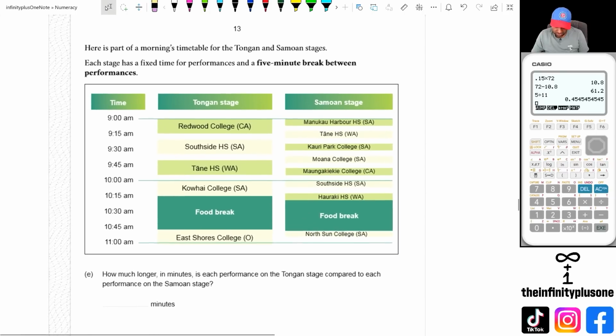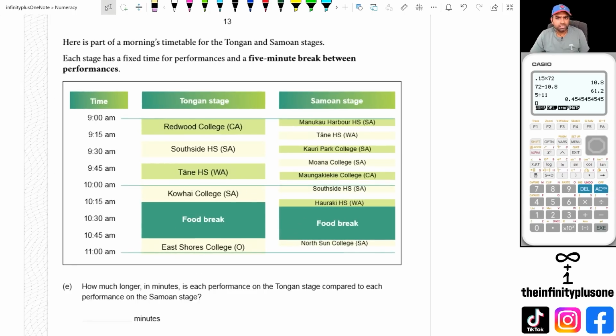All right, next question. Morning timetable for Tongan and Samoan stage, 5-minute break. How much longer in minutes is each performance on the Tongan stage compared to the performance on Samoan stage? So let's have a look. They've got a 5-minute break. So that's 5, 5, and 5. So that's 45 minutes remaining. So that's going to be 15, 15, and 15. If you look at the Samoan stage, you've got 5, 5, 5, 5, and 5. That gives you 35 minutes left over, and you've got 5 acts, so that's 7 minutes for each act.